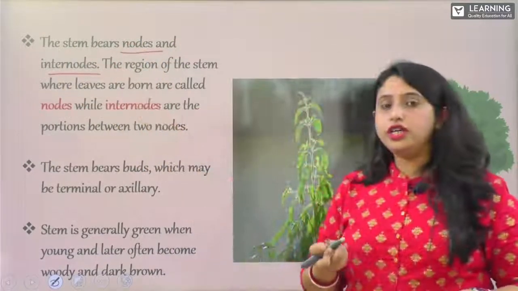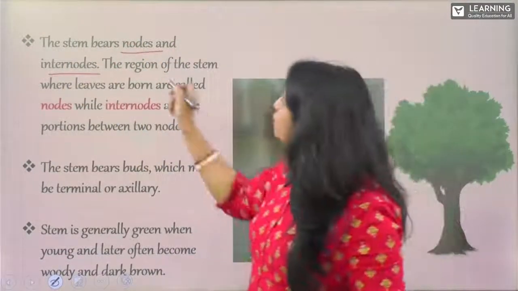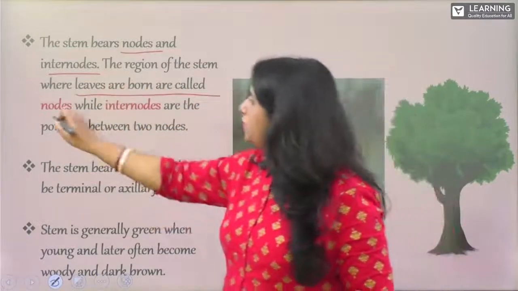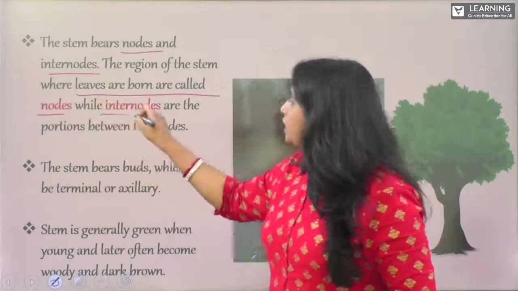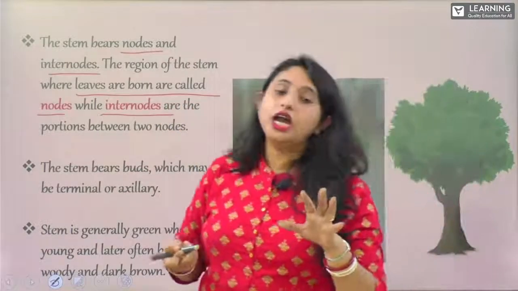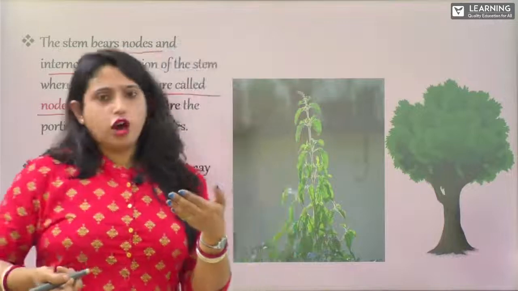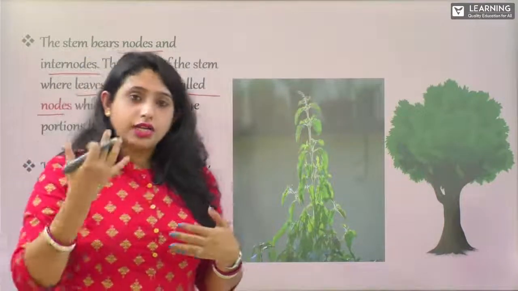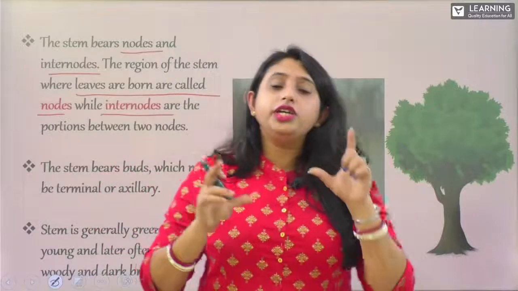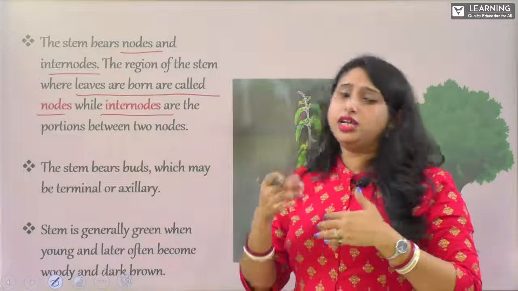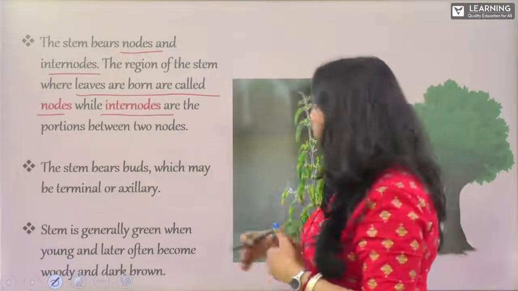As you already know, it will have nodes and internodes. The region of the stem where the leaves are borne is called the node, while internodes are the portion between two nodes. I have already explained the various parts of the flowering plant, right? You have seen that from the nodes the leaves are coming out, isn't it? And the region between the nodes is called your internodes. Everything is present in the stem only.